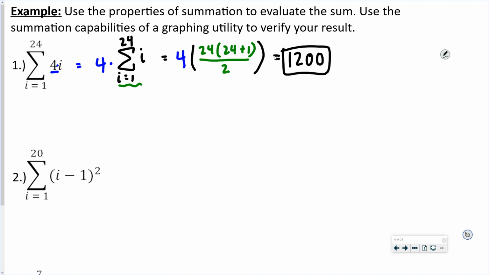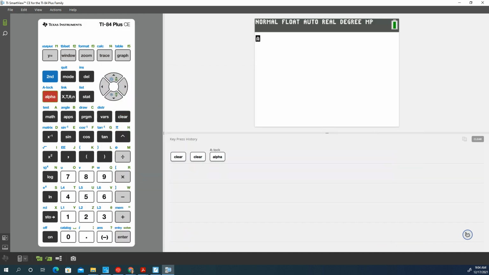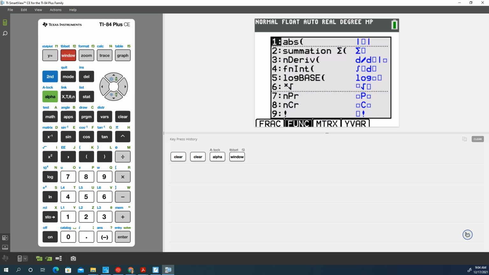Okay, let's check if that's right on our graphers. So, as a refresher, to get to this button, you hit alpha, F2, so alpha window, and this list should pop up. Look, derivative is on there. Ooh, look. Pretty soon I'll be able to use that. Stay tuned.